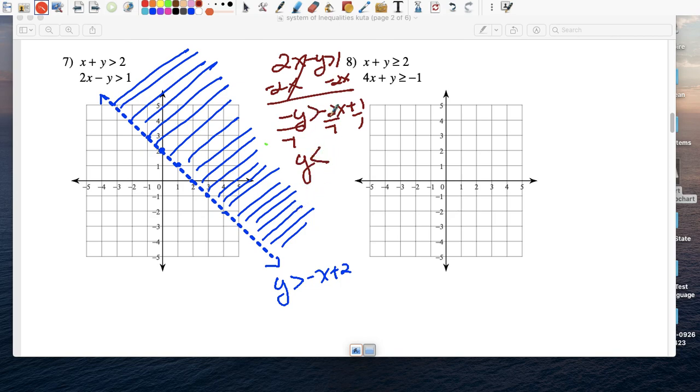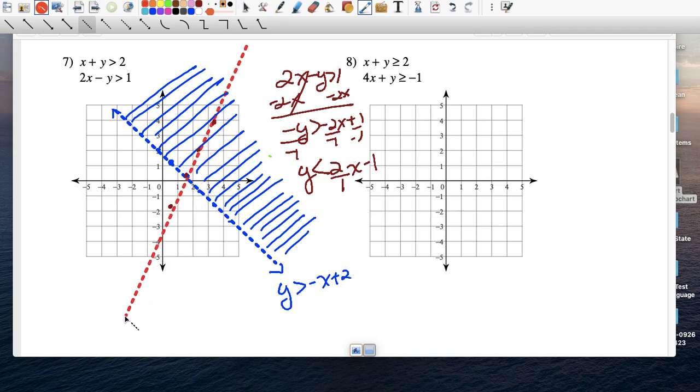Negative 2 divided by negative 1 is just 2 over 1x. And then 1 divided by negative 1 is just negative 1. So there. For this one, my y-intercept is negative 1, which is right here. My slope is positive, it's 2 over 1. So I'm going to count 2 up and 1 to the right, 2 up and 1 to the right, 2 up and 1 to the right. So enough points. And this is, again, a dashed line.